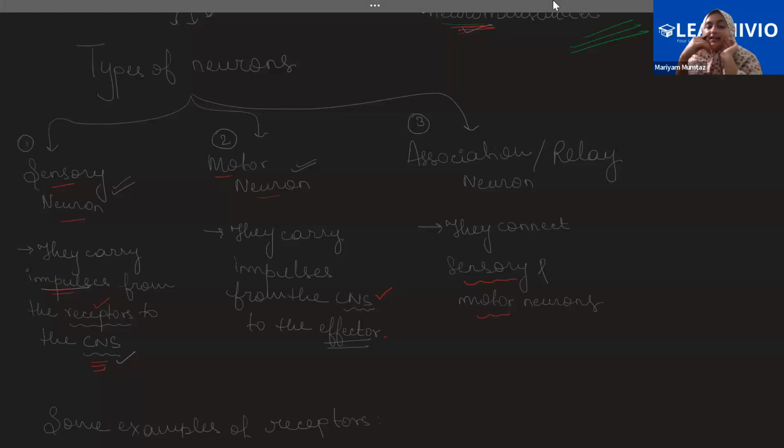Sensory neuron that is there in our body. Now, the next type of neuron is the motor neuron. Motor neuron is responsible for carrying the impulses from the central nervous system to the effector.